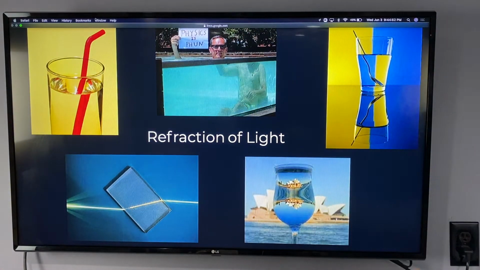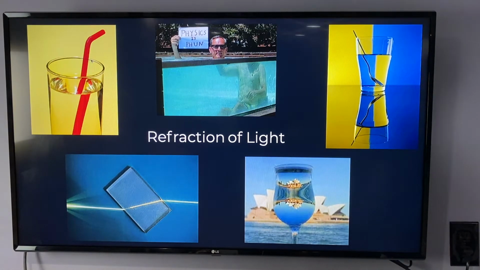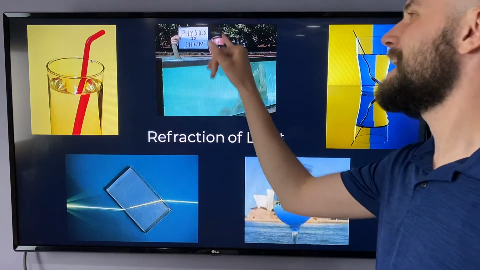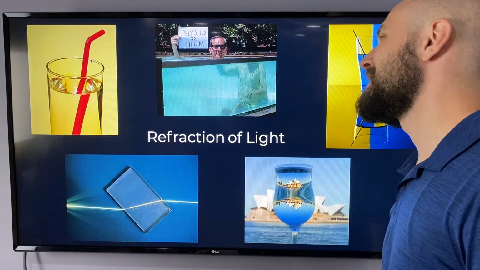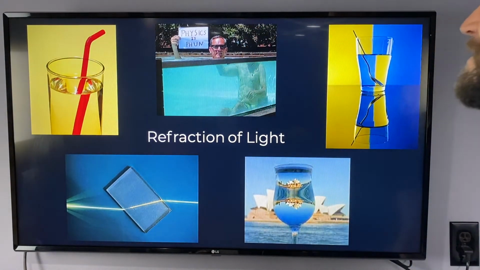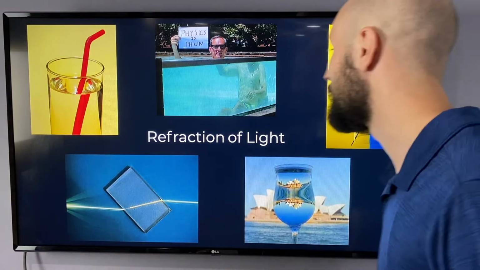Here's a cool physics teacher in the pool. Physics is fun. I used to hate this play on words when I was in physics. I cringed hard, but now I'm a physics teacher, so I guess I have to enjoy it.